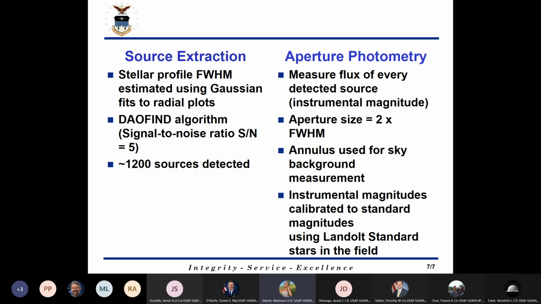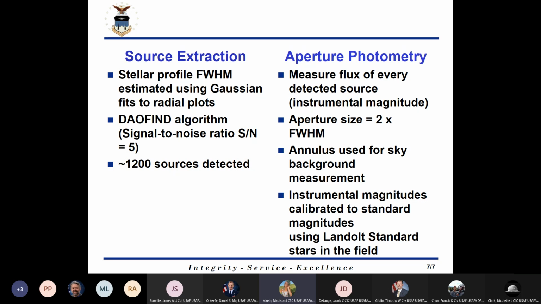Then we go into source extraction for the DAO find algorithm. We're running that DAO find routine, locating a density maxima, and then specifying a signal to noise ratio, which was 5 in this case. And then we're outputting a coordinate file. Within this, we detected around 1,200 sources, which is a lot.